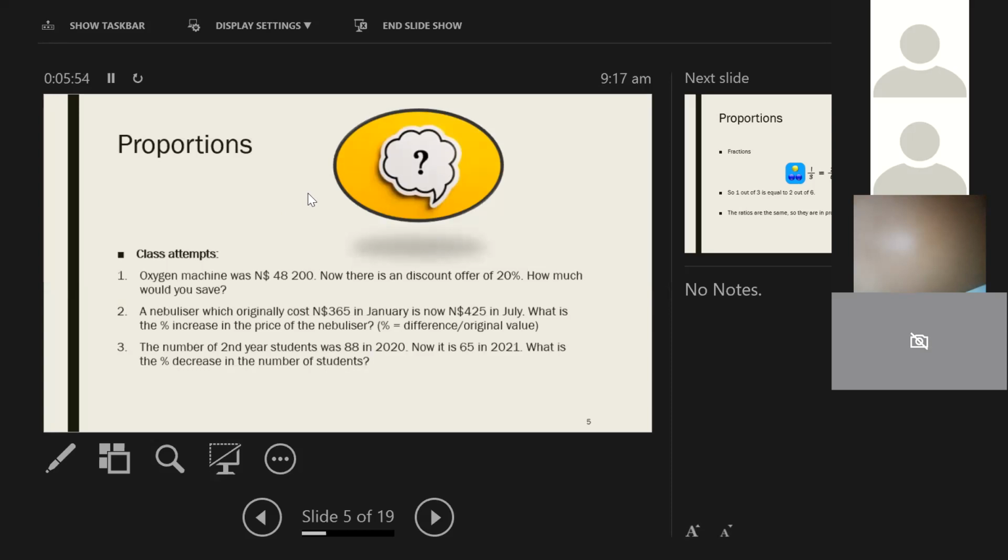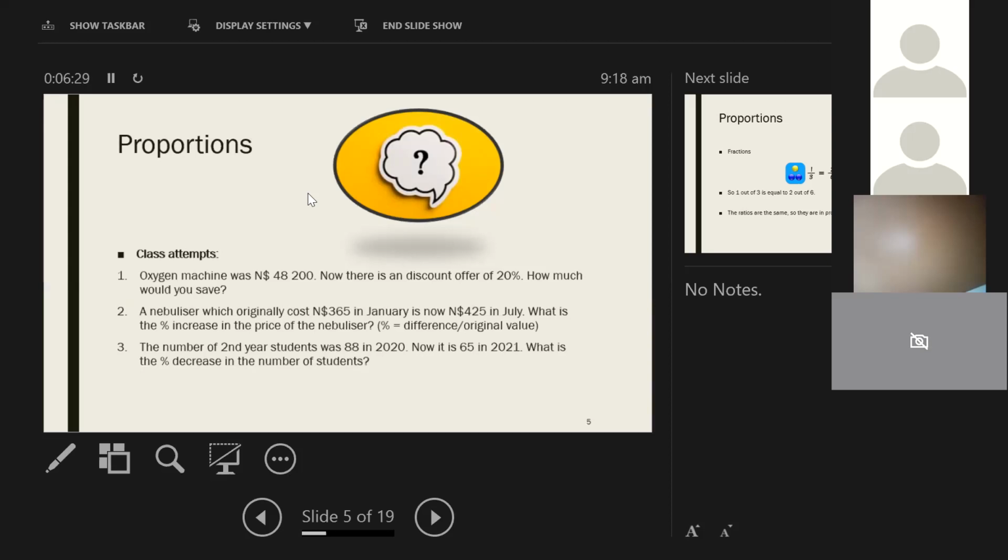So with the classes, for example, we know everybody has been talking about oxygen machines that are being used in COVID and whatnot. So let's say there's an oxygen machine that costs 48,200, but now there is a discount offer of 20% on the machine. How much would you be saving? I hope we understand that whenever we run sales and discounts, you can calculate how much you're going to save and how much you're going to be spending. So just keep that in the back of your mind.